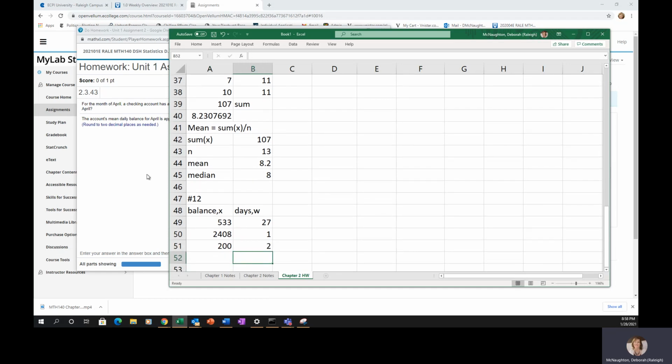Okay, and then they want to know what is the average balance. So remember, to get the average, I need to take X times W. So that equals X times the weight. I'm just going to copy this. Oops. Control Z will undo when I make a mistake.